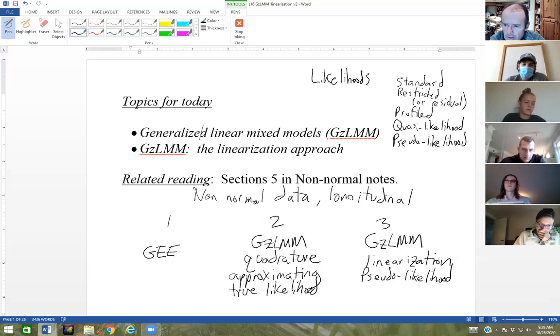So why do we call it pseudo likelihood? We'll talk about it in a second, but basically using this linearization, we're going to take any type of outcome. It could be binary or count or something like that. And we're going to transform it so that it's approximately normal, and so that we can employ linear mixed models.